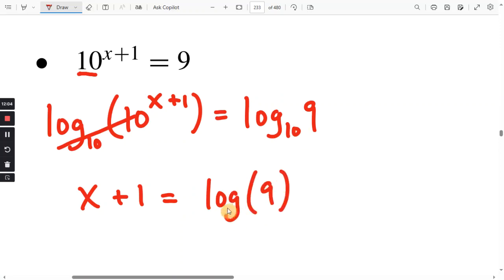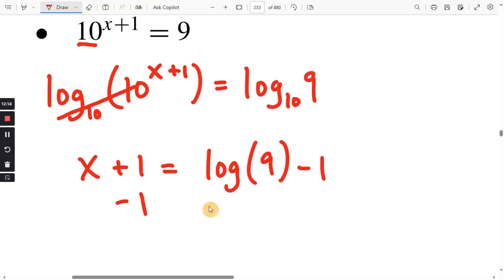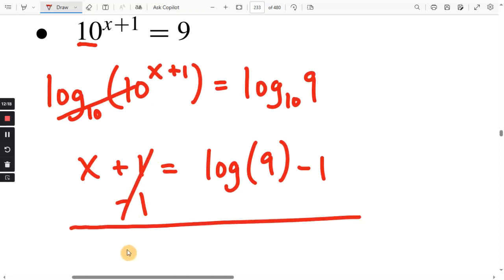That's what it looks like on your calculator. It will just say log, but that's log base 10. Here we have x plus 1. The opposite of plus 1 is minus 1. I do that to both sides. It cancels here. Bring down your x, bring down your equals. Let's do log of 9 minus 1.